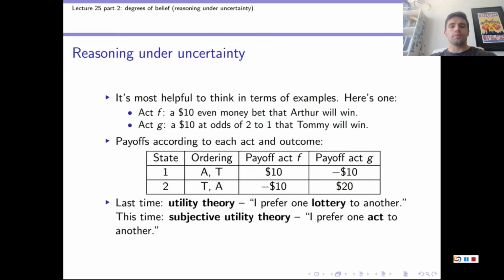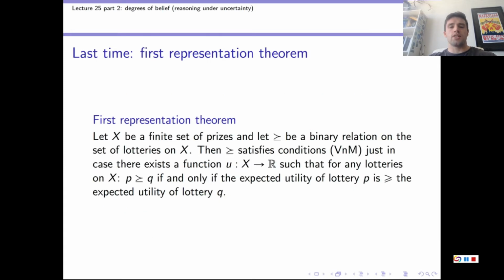Now, instead of preferring one lottery to another, we can talk instead in terms of preferring one act to another. And we model these situations using our ideas from expected utility theory again. Because we're reasoning under uncertainty rather than risk, we call this subjective utility theory. The mathematics, though, is the same as what we said last time, right up until we stated the first representation theorem, which, if we remember, said this.